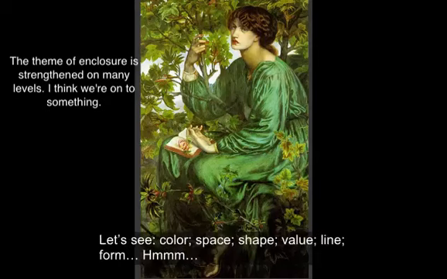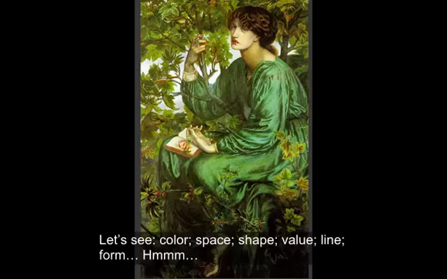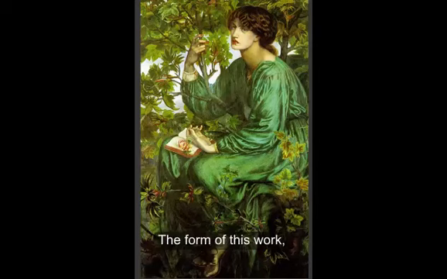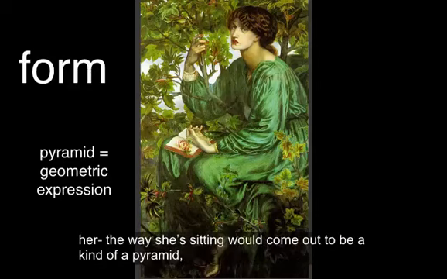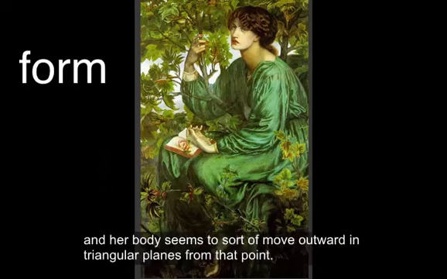Let's see, color, space, shape, value, line, form. The form of this work, in its geometrical expression, well, perhaps if I thought of her as three-dimensional, the way she's sitting would come out to be a kind of a pyramid, since her head is the narrowest point, and her whole body seems to sort of move outward in triangular planes from that point.